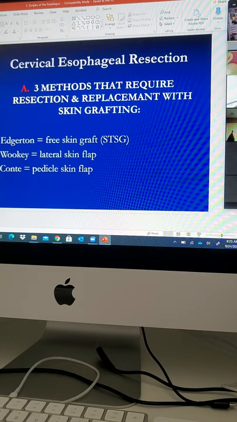So we have three procedures, okay? And a resection, where are we? This is the cervical esophagus. So this is only for when we are resecting the cervical esophagus, and just remember these three methods. You don't have to memorize anything else. Edgerton is a free skin graft, so split thickness skin graft. Wookey would be lateral skin flap, and Conte would be pedicle skin graft.